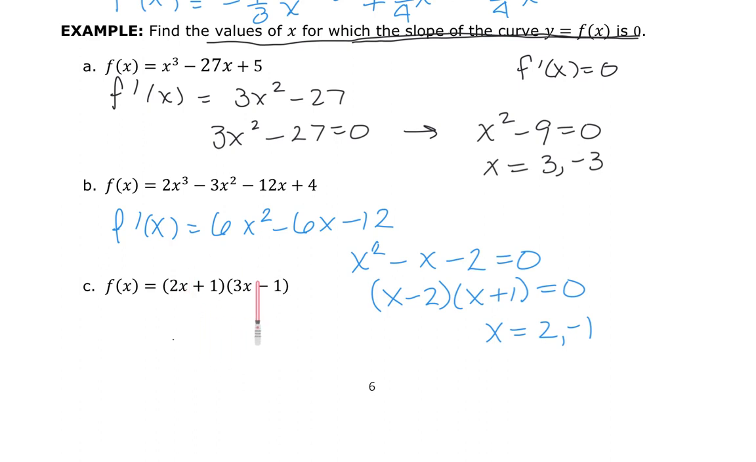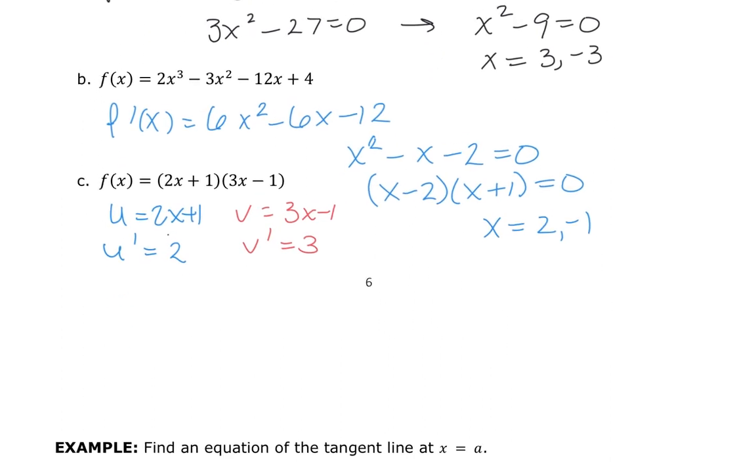You could absolutely do the product rule here. I might do the product rule. I don't think it's going to be that bad. Let's do the product rule. So if I'm going to do the product rule, u is going to be 2x plus 1. That means u prime is going to be 2. v is going to be 3x minus 1. That means v prime is going to be 3.